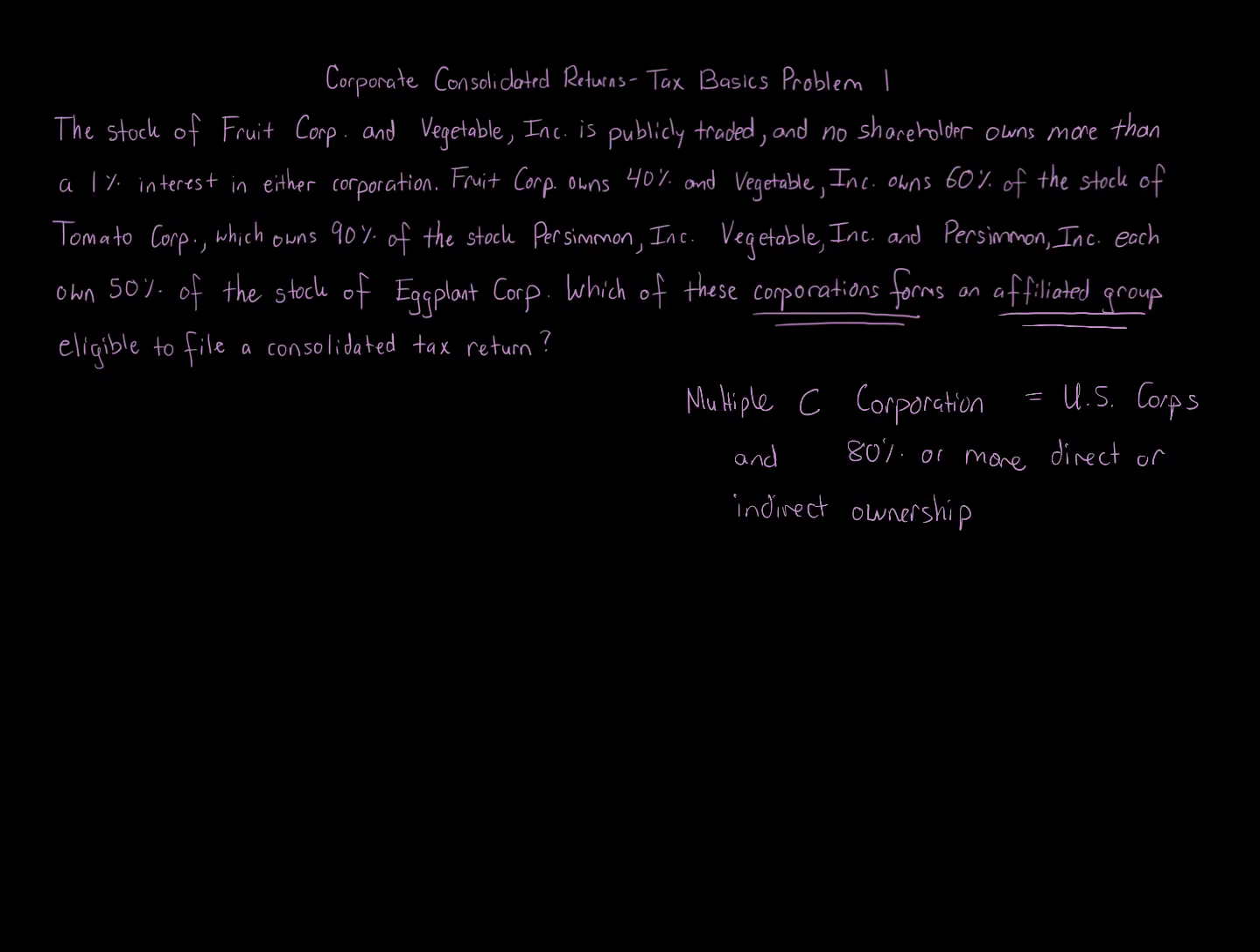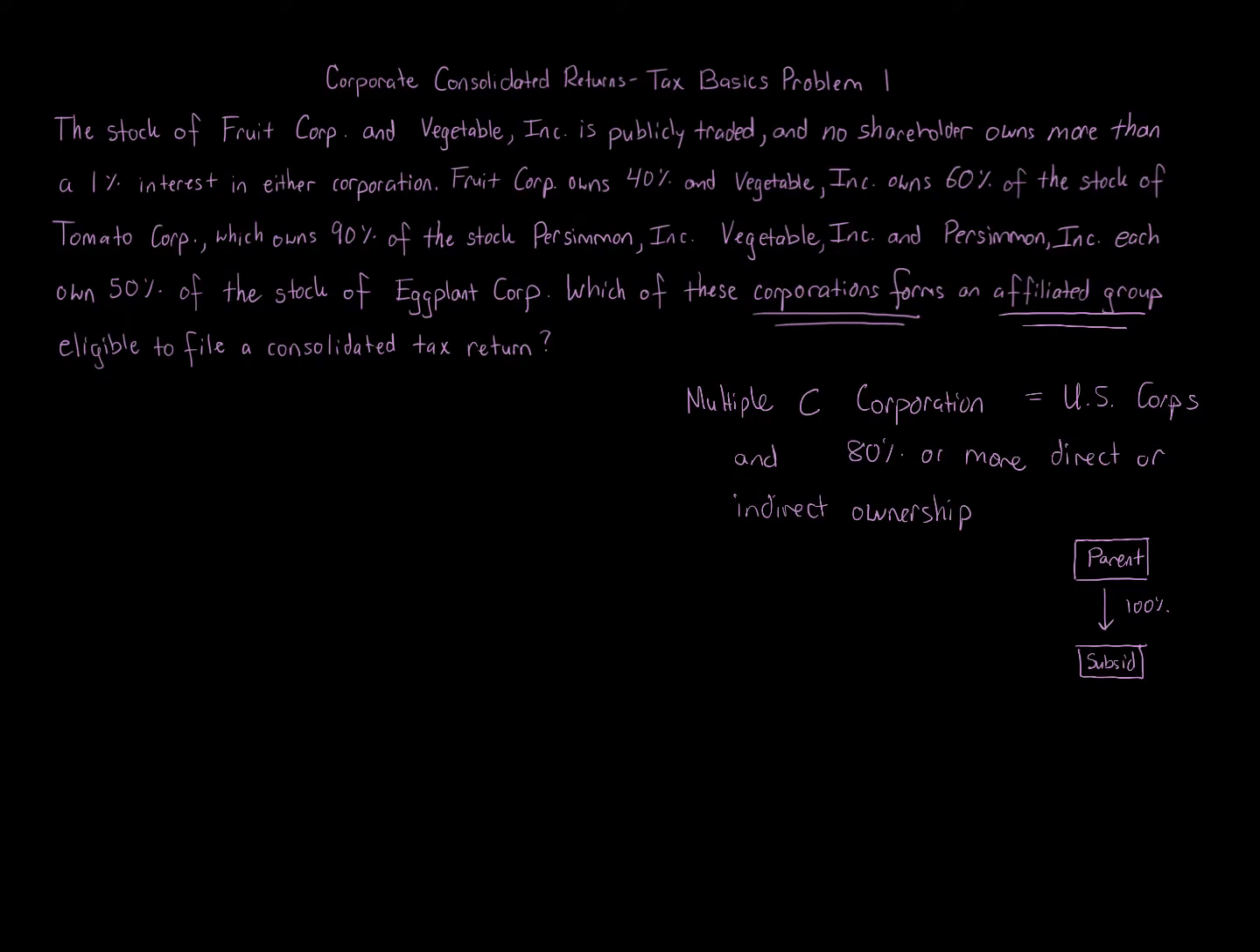So the idea is we call it a parent-subsidiary relationship. Now, these are all C corporations in this problem, and we denote C corporations by using a rectangle. So let's say we have a parent that owns 100% of a subsidiary. And parent is Walmart Corporation, subsidiary is Sam's Club.